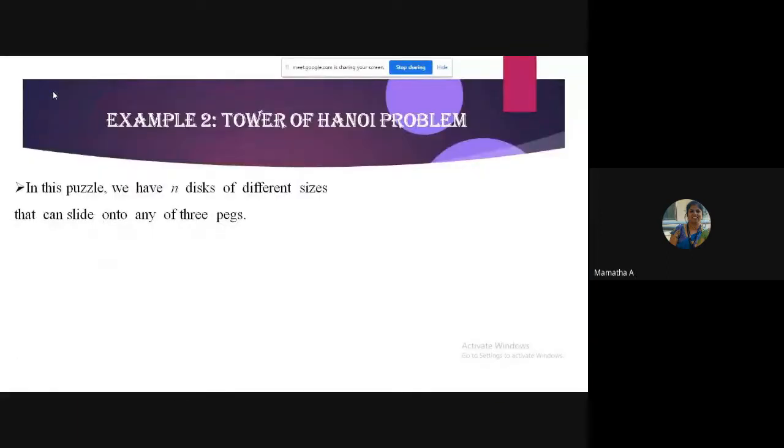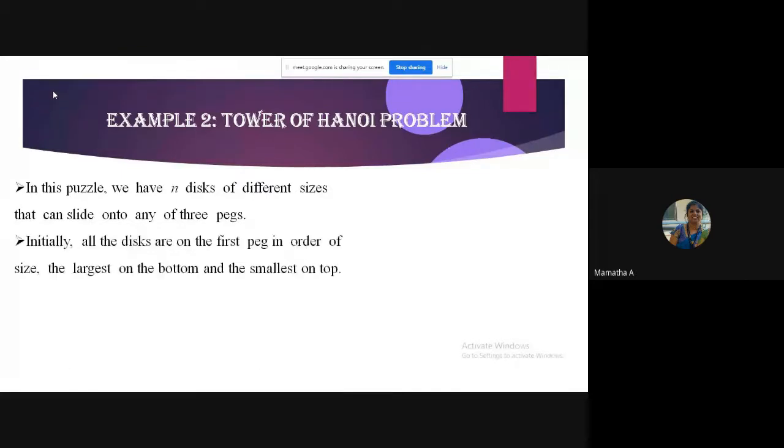So in this game or puzzle, we have n disks of different sizes that can slide onto any of 3 pegs. Initially, all the disks are placed on the first peg. I have called the first peg the source peg here.